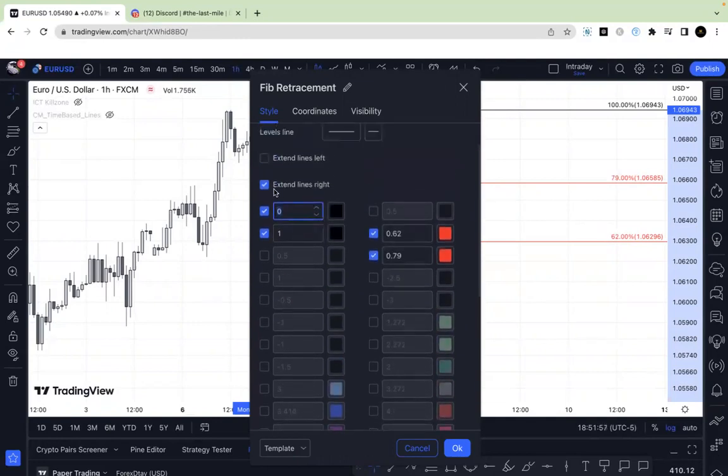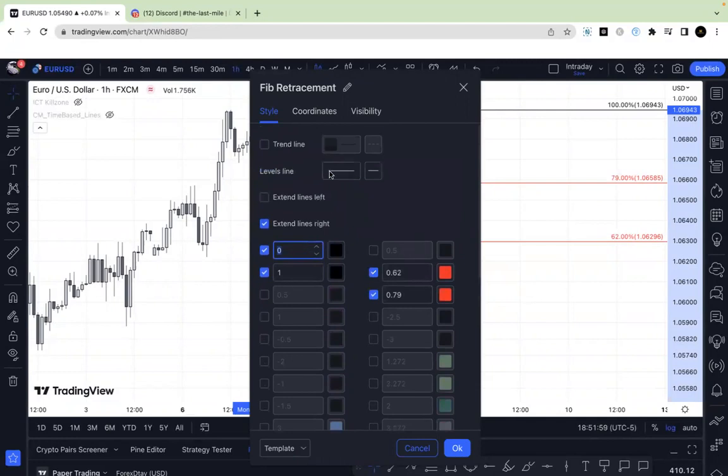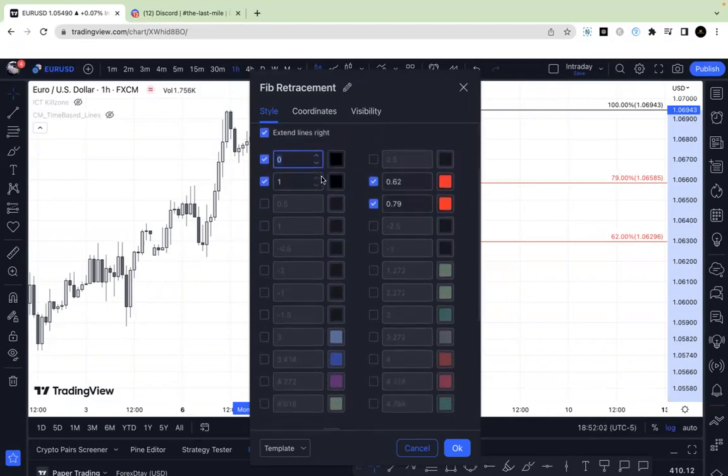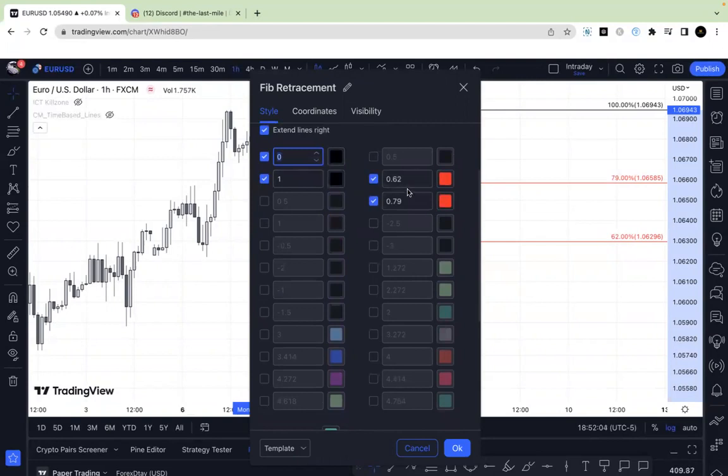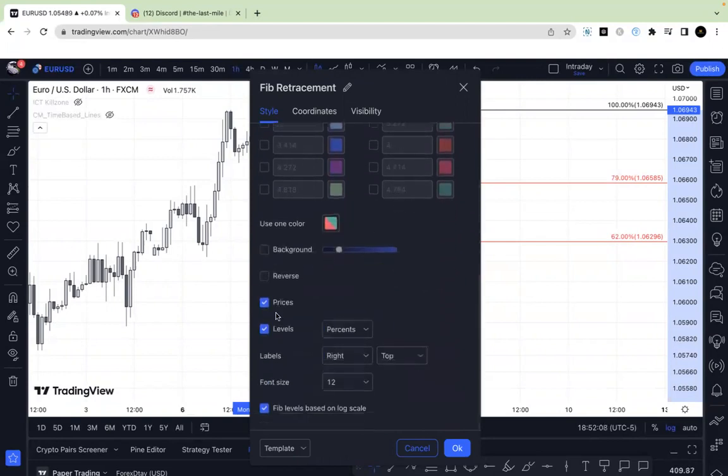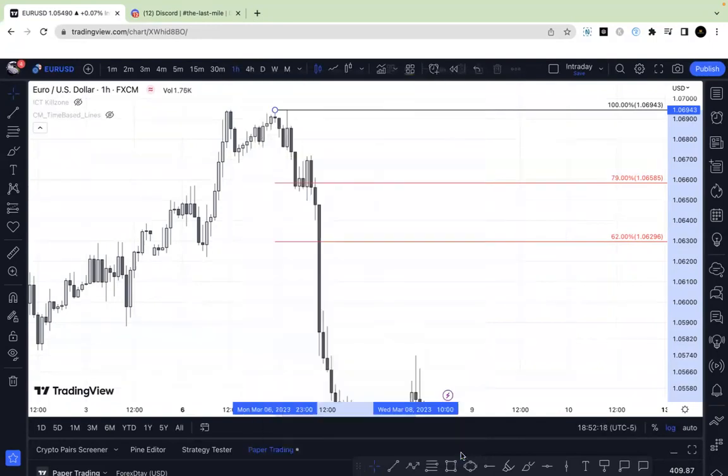So these are my settings in case you did not get that. I did choose to extend mine to the right, but it's a pretty simple fib: 0, 1, and then on the right you have 0.62 and 0.79, and then prices, levels, percents, right, top. My font's 12, and fib is based on log scales, and you can save that as optimal trade entry fib.